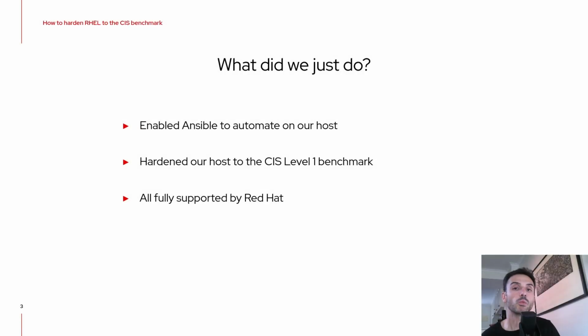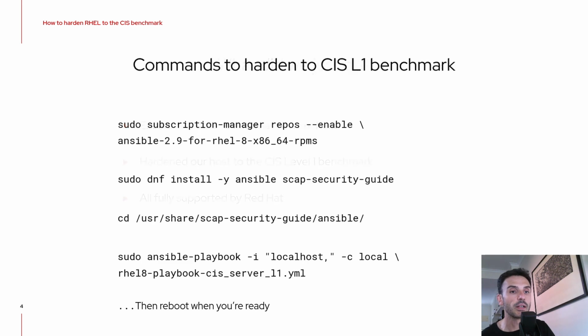So to summarize, we took some really easy steps to harden our system. We installed Ansible to be able to automate locally on our host. We hardened the host, in this case, according to the CIS level 1 benchmark, but we could have selected another benchmark, very easy to do. And all of the work that we have done and all of the automation we've used is fully supported by Red Hat. If you want to see the commands that I just ran, you can find them here. Don't forget to reboot the system when you're ready to do so.